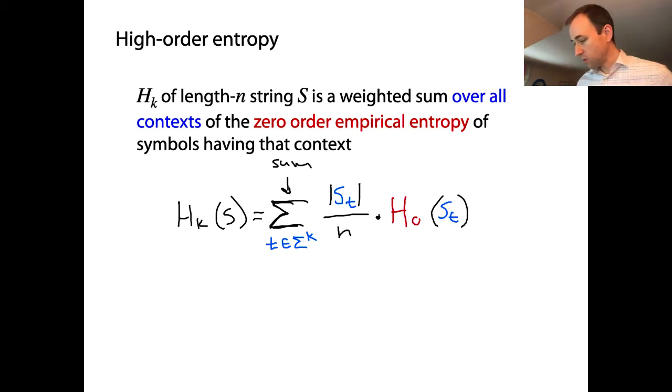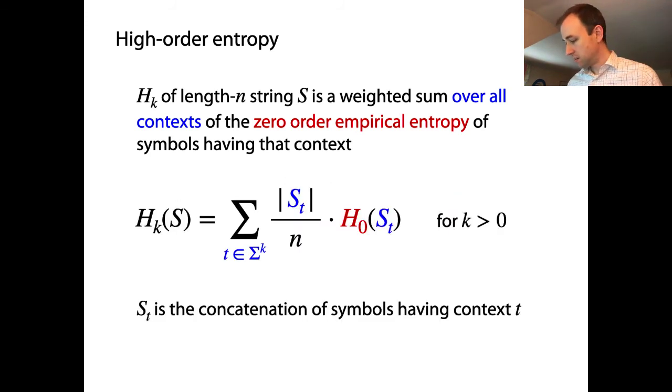Okay, so the kth order empirical entropy of a string is a weighted sum where the weights are the proportion of characters that have that context, times the zero order empirical entropy of the characters that have that context. Okay? So remember the bit of notation which I used previously, and I'm using again here: S with a subscript is a concatenation of all the characters in the string S that have the subscript T. Okay?